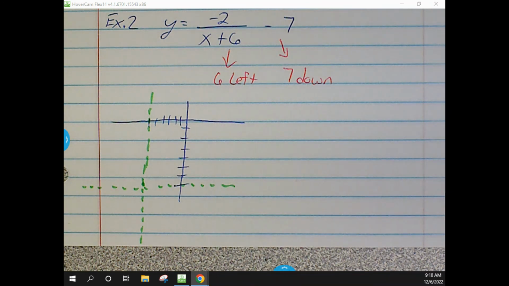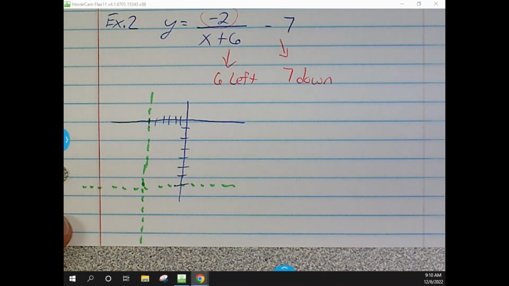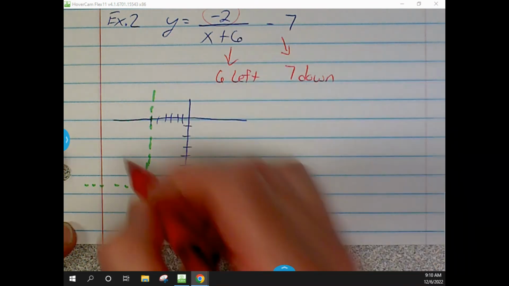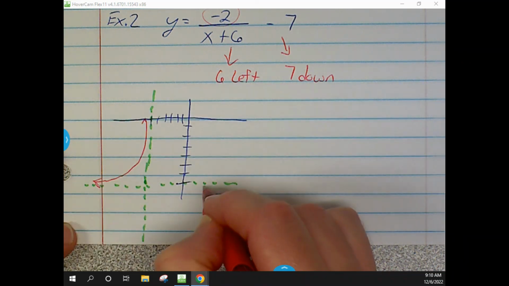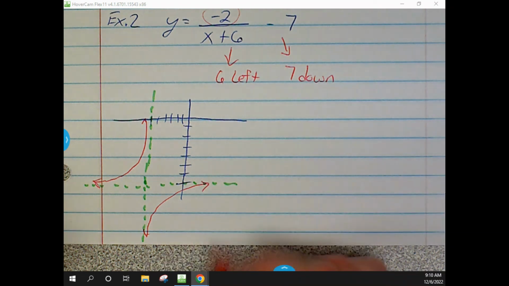Okay, and then the only other thing is it's a negative number on top. So that tells us which corners we get the graph in. If it's positive, we're here and here. Since it's negative, we are here and here.